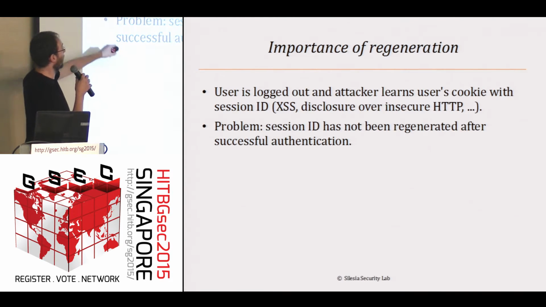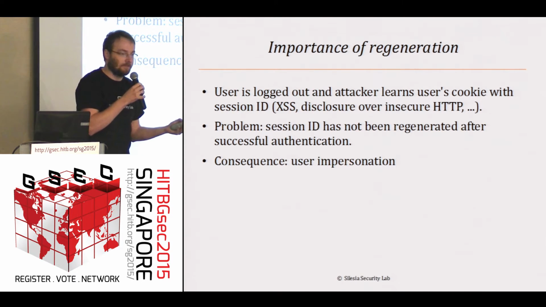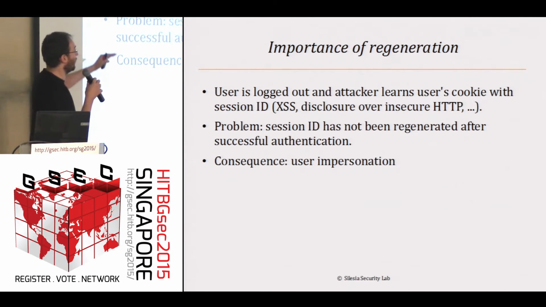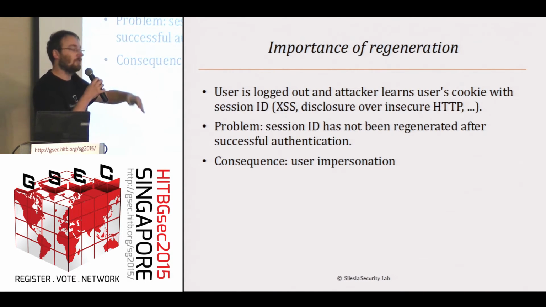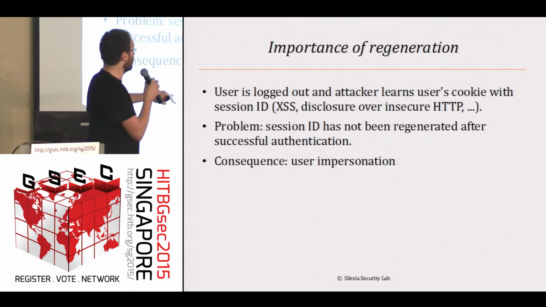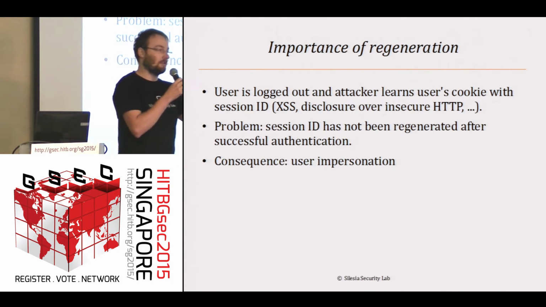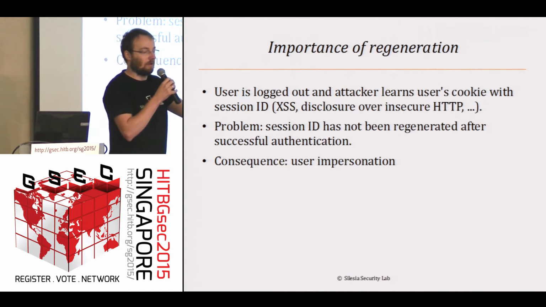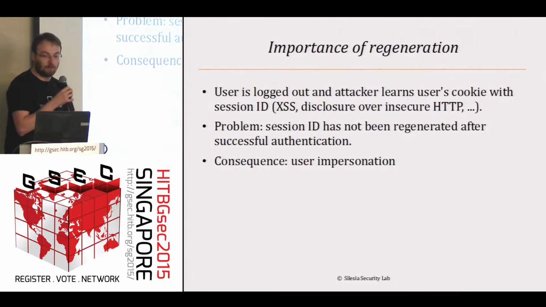So at the very beginning, we had something useless. I mean, the attacker actually has something useless because the user is not authenticated. But when we chain, for example, XSS or disclosure over insecure HTTP of this cookie, and we chain it with a problem in the life cycle of the authentication cookie, then finally we have user impersonation, because the session ID used by the user before being logged in and after successful authentication is the same, right? And it happens surprisingly in quite many places.